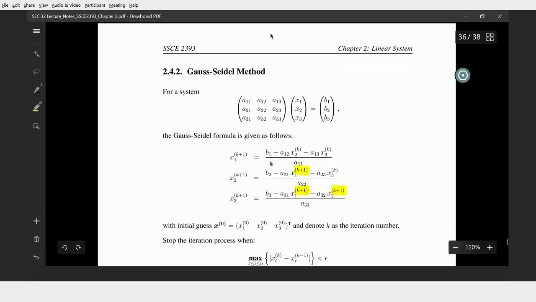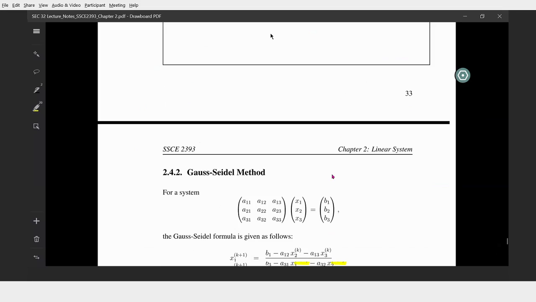So the first formula here is the same as Jacobi. The difference starts from X2. X2 comes from equation number 2. Without the iteration notation, it is basically the same as Jacobi: B2 minus A21 X1 minus A23 X3 over A22. But in terms of iteration, for the X1, we already put K plus 1, but for the X3, it is still K.